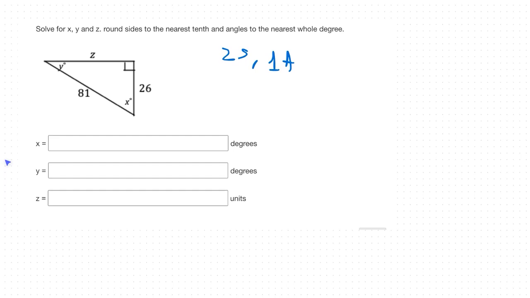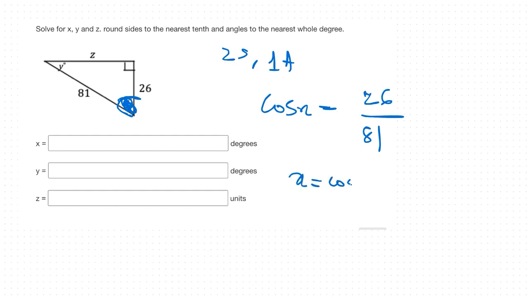Next. So if you want to find x, how do you do it? Can you tell me? We can do cosine. Yes, cosine. Good. Cosine x, inverse of cosine, 26 upon 81. x is equal to 71.3. Simple, right?